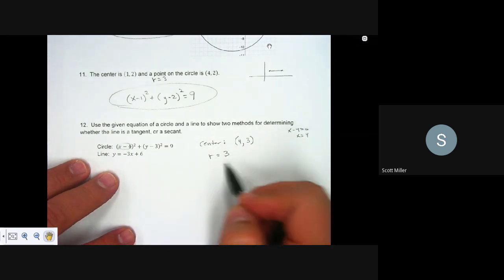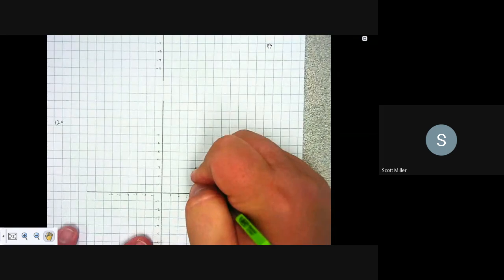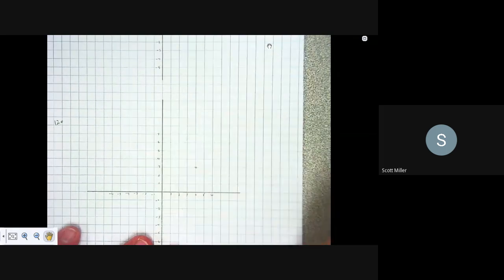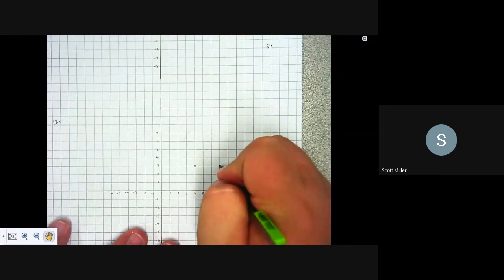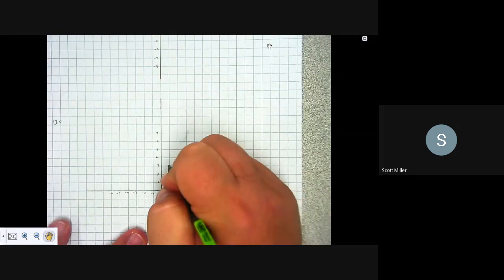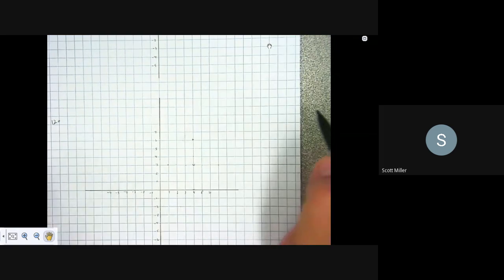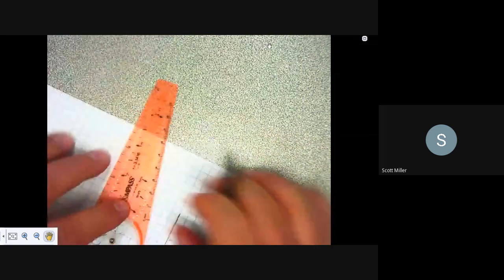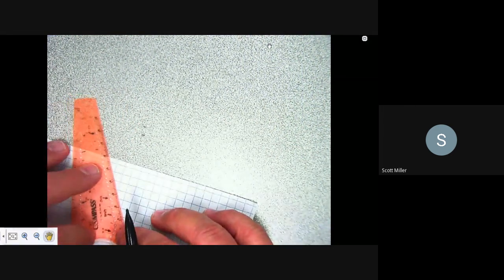So we're going to graph the circle, and then we'll come back and graph the line. So I have a center at 4, 3 and a radius of 3, which means it's going to go through 1, 2, 3, 1, 2, 3. It's going to go through all these points right there. And so I just need to get my compass, and we will draw that out. So did I find it? No, it's really, really small.